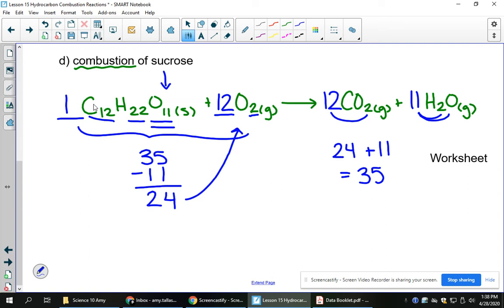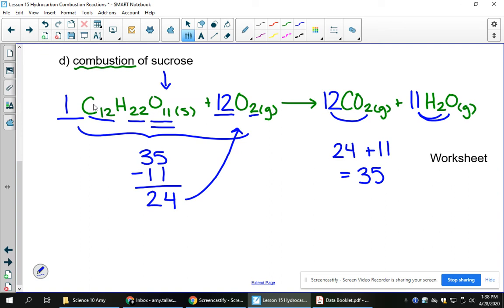Sometimes there's a little bit of back and forth with balancing, and you just kind of start somewhere and see what happens. But if you're starting with the biggest number and remembering that the oxygens can sometimes be that odd-even issue with combustion, you should be okay.